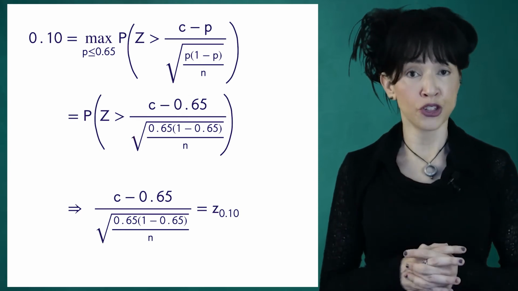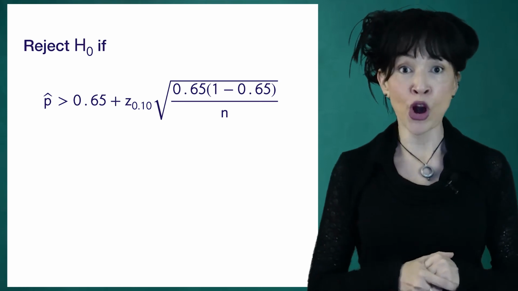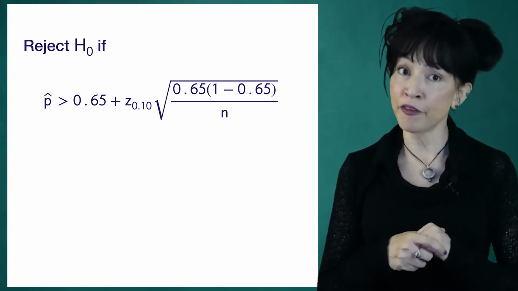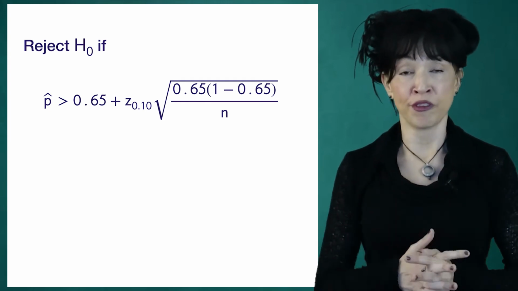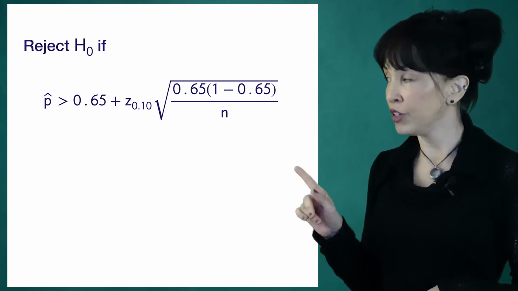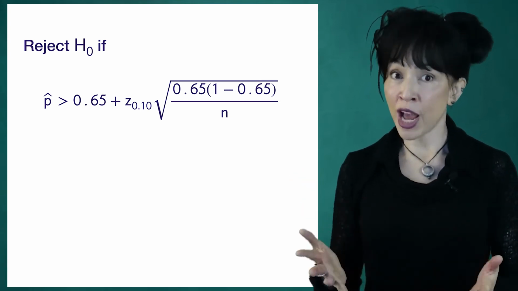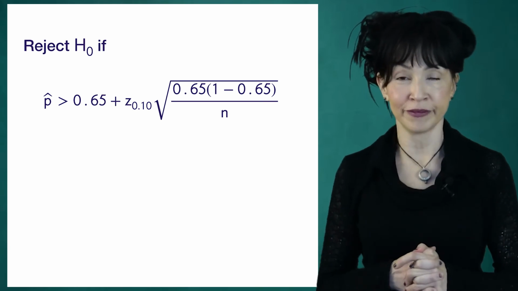So from this, I can solve for c, and I can give the rejection rule. I forgot to put step 4 on this slide, but this is step 4, where you bring it on home. Our rejection, or the form of our test, was to reject the null hypothesis if p hat was greater than c. We just figured out what c needs to be. So now we can say reject the null hypothesis if p hat is greater than all of this stuff.